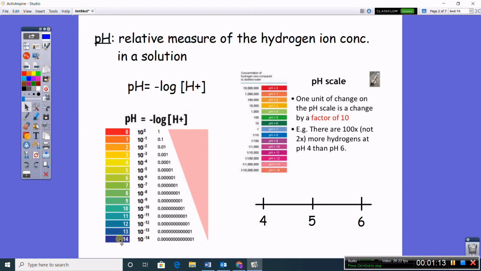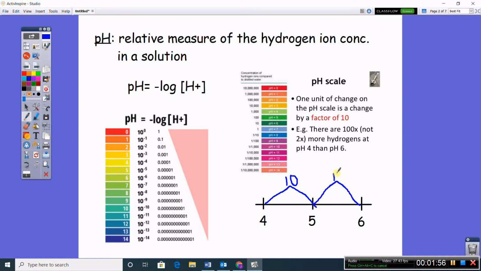Because notice that when you get all the way down here to 14, look how small that hydrogen ion concentration is. So keep in mind that 1 unit change on the pH scale is a change by a factor of 10. This is showing you that 10-fold difference for each unit difference on the pH scale. So if we were comparing a solution with a pH of 4 to a solution with a pH of 6, remember that each unit different on the pH scale is a 10-fold difference in hydrogen ion concentration.